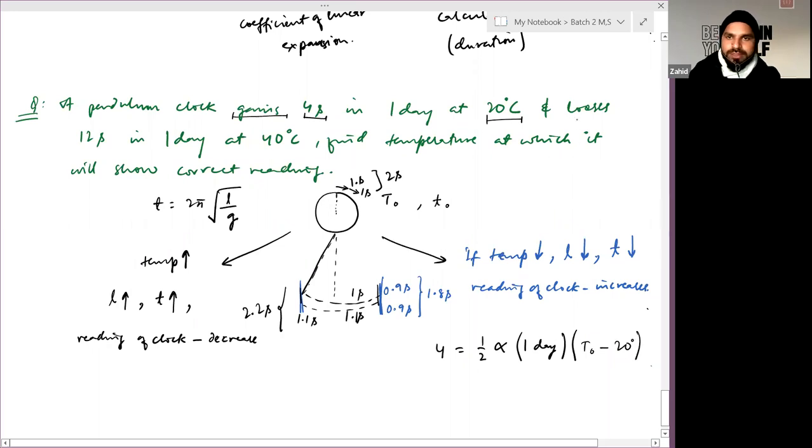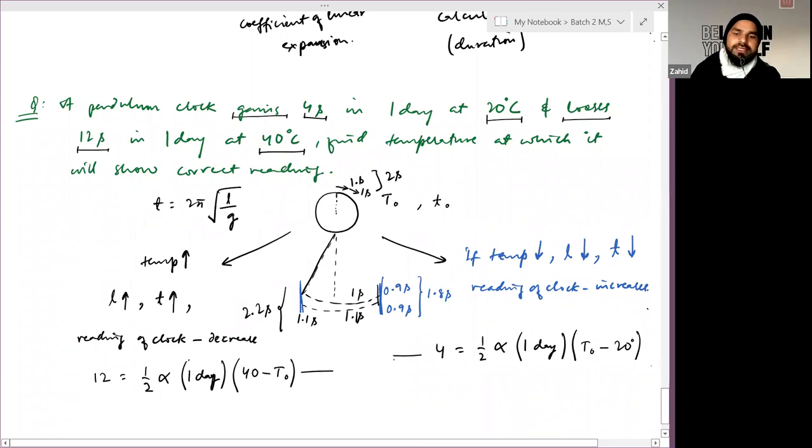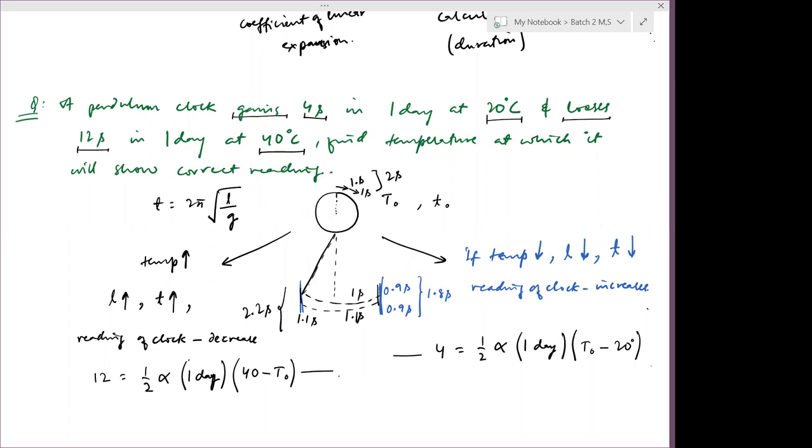In next part, it loses 12 seconds in a day at 40 degrees Celsius. It will be the first case, when temperature of surrounding increases. It means delta T equals half alpha T naught, that is duration of time, 1 day, times temperature difference 40 minus T naught. Now we have two different equations, this and this. Just divide these two equations and simplify it to find T naught. Is it clear? Yes, sir. Try to solve.